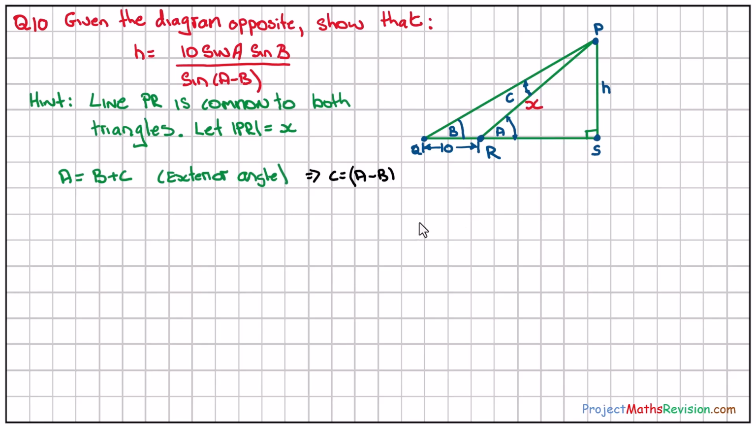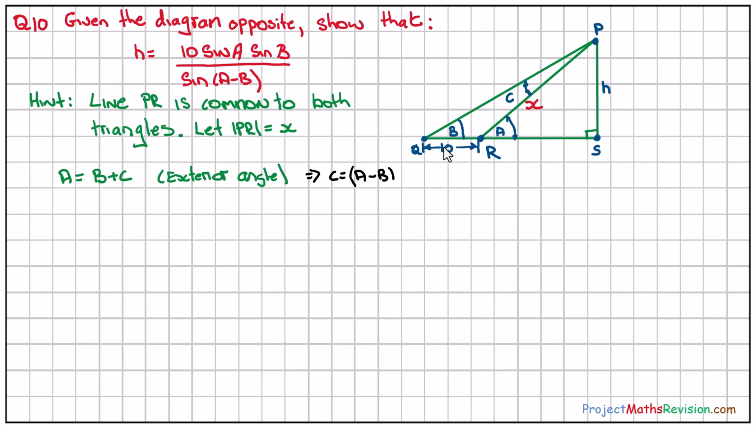So if A equals B plus C, that means that C is A minus B, because if you look at this expression for H, there's no C in it. So it's best to have C in terms of A and B. And you can see there's an A minus B here at the bottom.